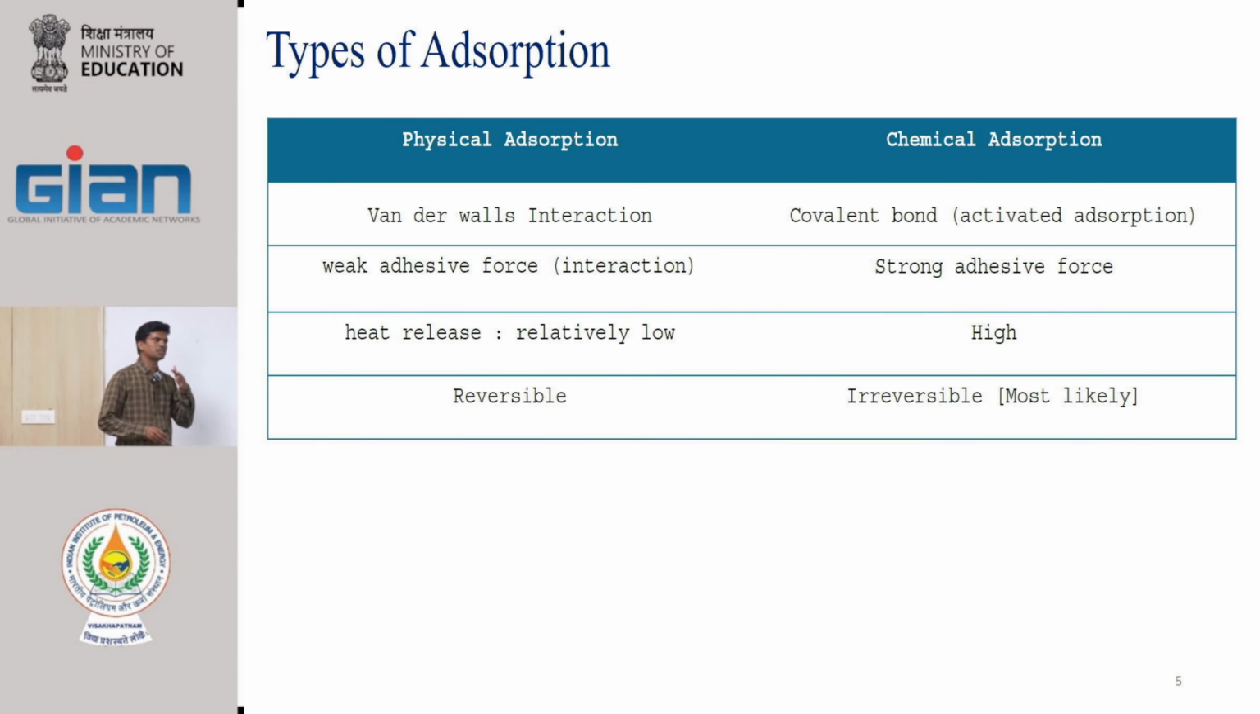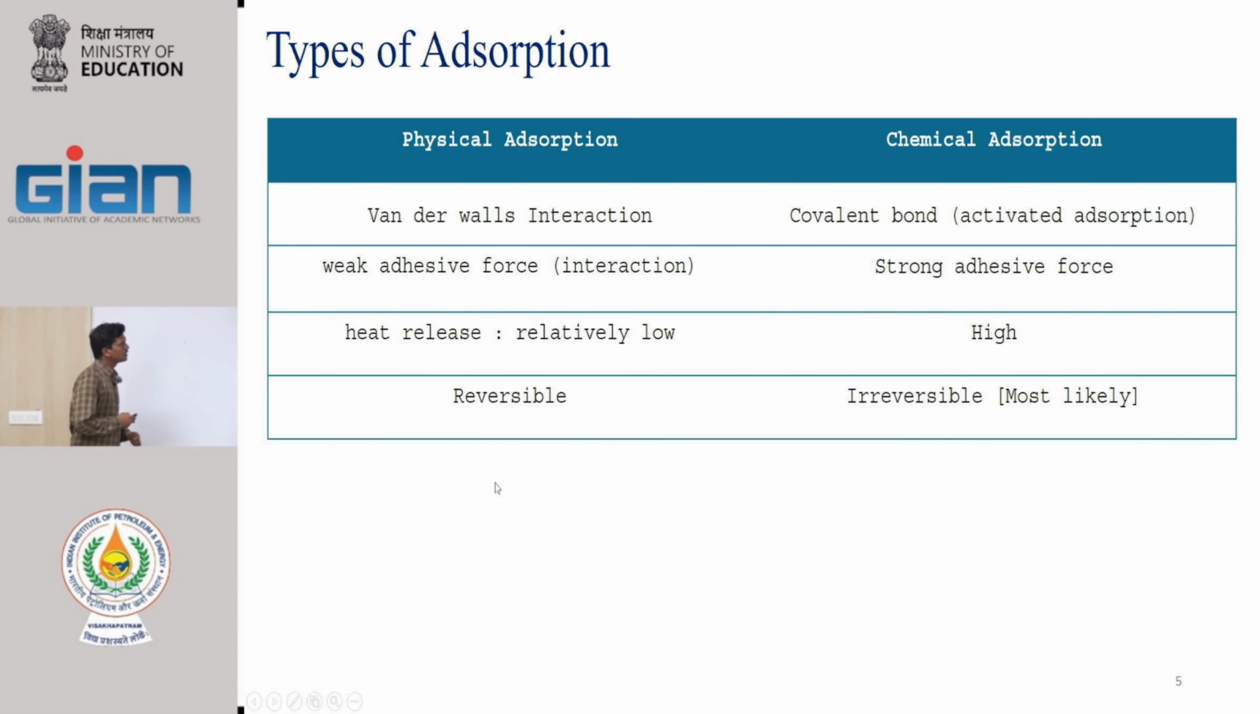Right. So when it comes to adsorption, we can see that there are two types of adsorption. One is physical adsorption, which only deals with the van der Waals interaction. And then chemical adsorption, which involves a covalent bond. So whenever we talk about chemical adsorption, we are talking about something to do with bonds.